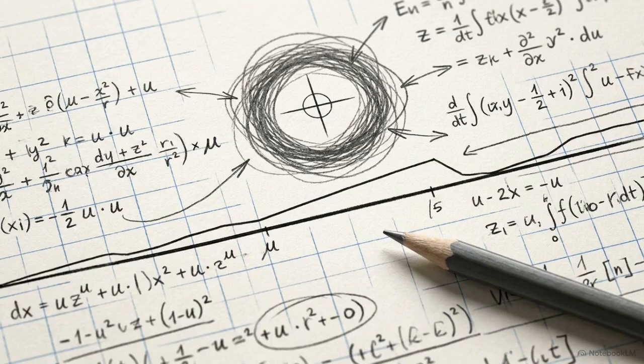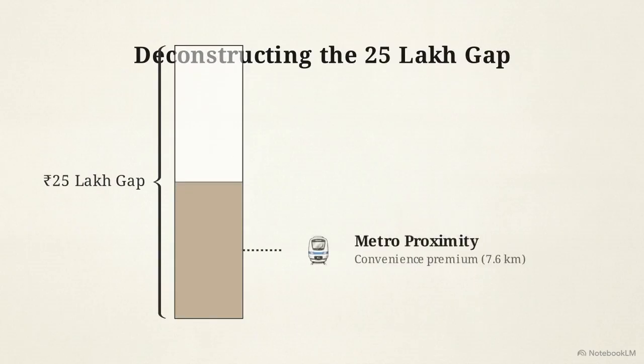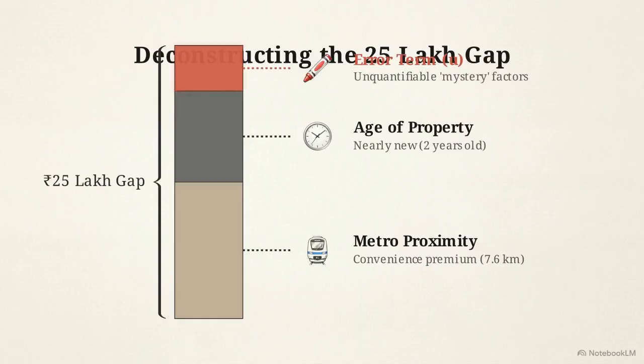Now, let's return to the 25 lakh discrepancy on Property 11 and view it with a new understanding of the math. This chart breaks down the exact composition of the gap. Our expanded model shows a large portion is justified by proximity to the metro. Another chunk is explained by the building's age. The glowing section at the top is the remaining mystery, our error term.